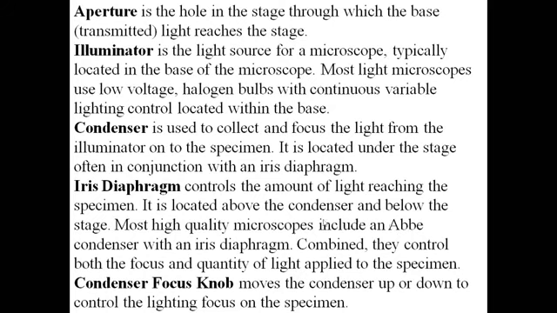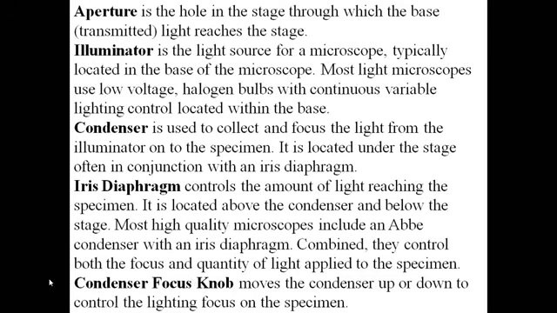the Abbe condenser. Within the iris, diaphragm combined, they control both the focus and the quantity of light applied to the specimen. That means whatever the amount of light is coming, that is to be controlled. And then the focus, where it has to go, whether it should be focused into one plane, one small area, or given to a large area. So that thing is also controlled.